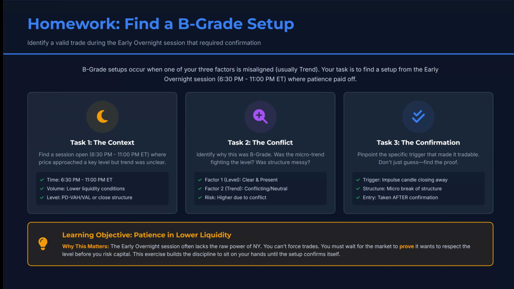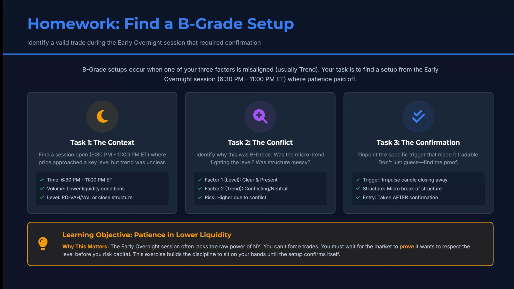During the early overnight session, from 6:30 p.m. to 11 p.m., liquidity is 30 to 50% of regular hours. Spreads are wider, price action is slower and less decisive. Levels might hold, but they need more time to prove themselves. In that environment, B-grade confirmation-based entries protect you from false starts. You wait for proof before committing capital. This is the essence of discretionary trading: understanding that the same setup classification framework applies across all sessions, but the execution tactics must adapt to the specific characteristics of each session.